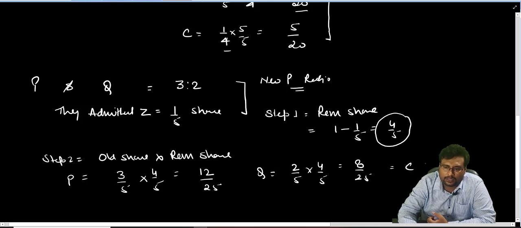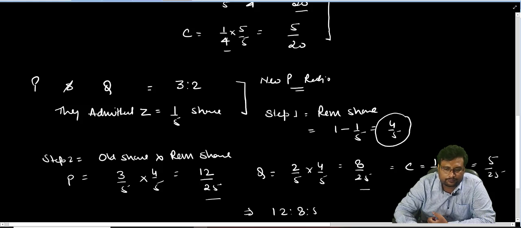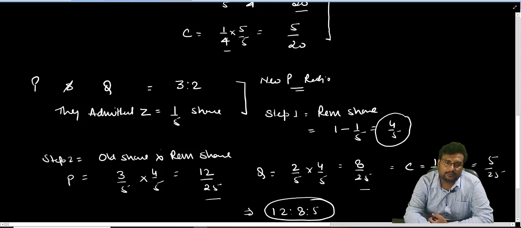And Z already has the share 1 by 5. So what we will do? We will make the base equal. 5 divided by 25 gives the answer 5. So 1 by 5 is equal to 5 by 25. So now we can say the new ratio is 12 is to 8 is to 5. This is case number 1.